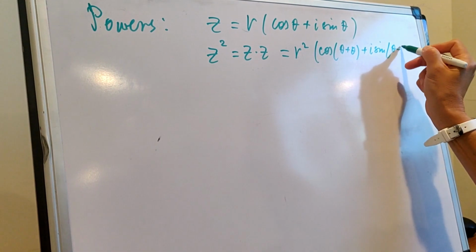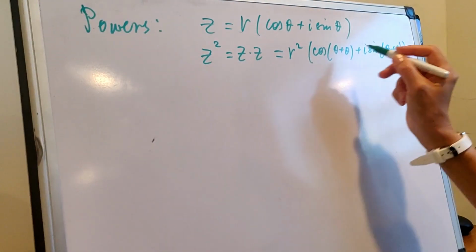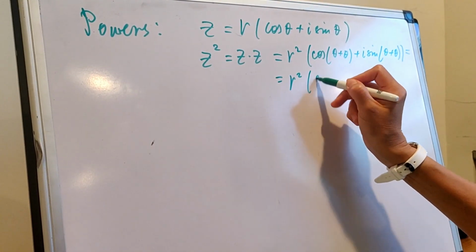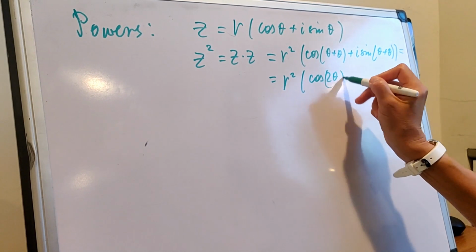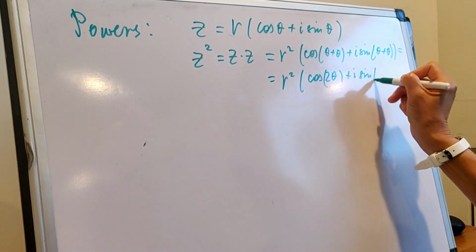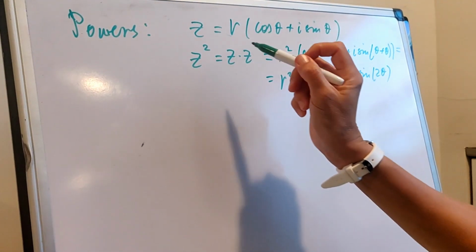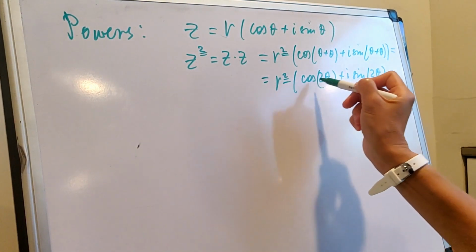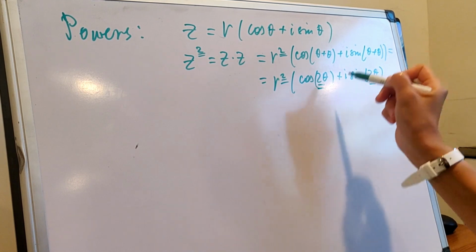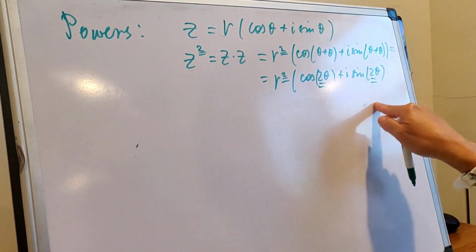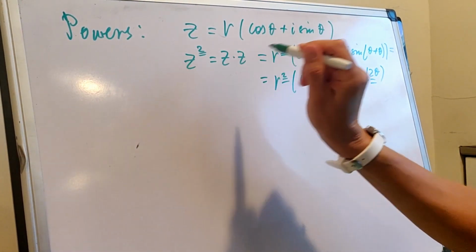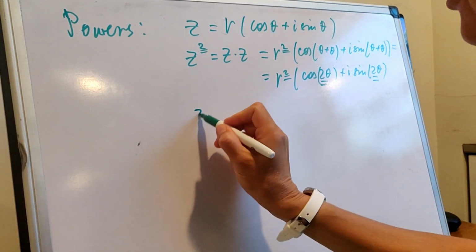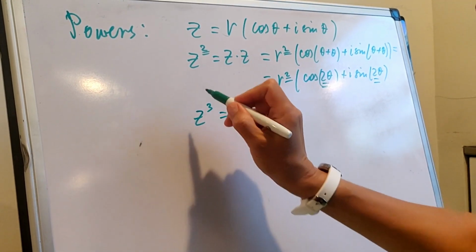Which is going to give me, of course, r square cosine of 2 theta plus i sine of 2 theta. I want to emphasize that 2 over here is going to match 2 over here and 2 over here. So we double the angle and we raise r to the power of whatever the power is. I'm going to do cube and then I'm going to do nth power.